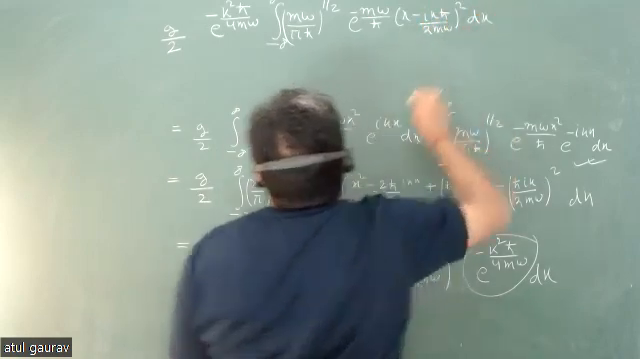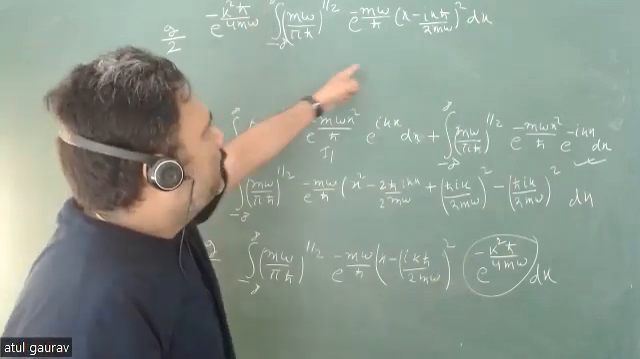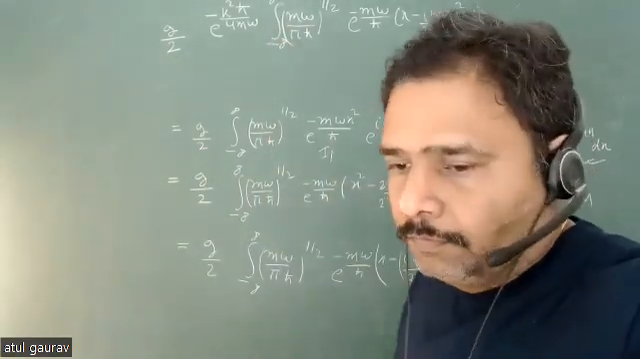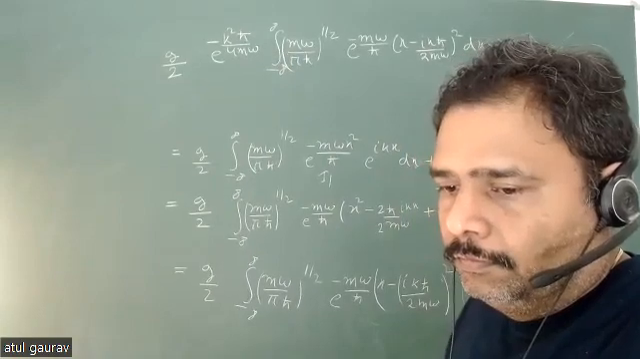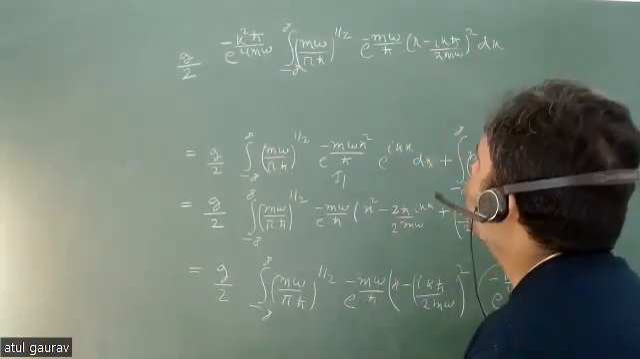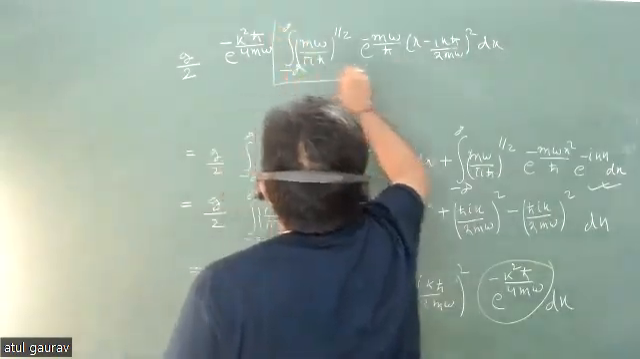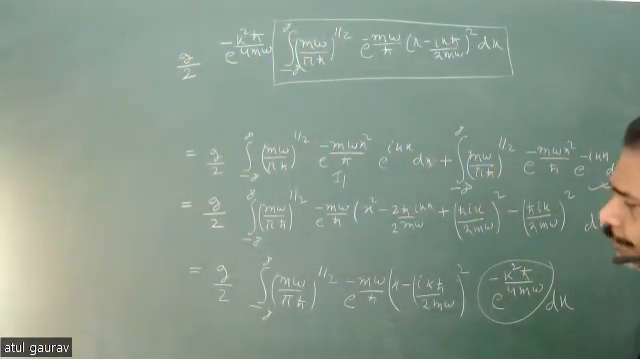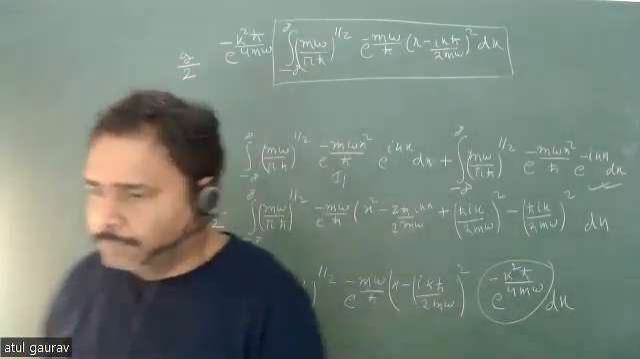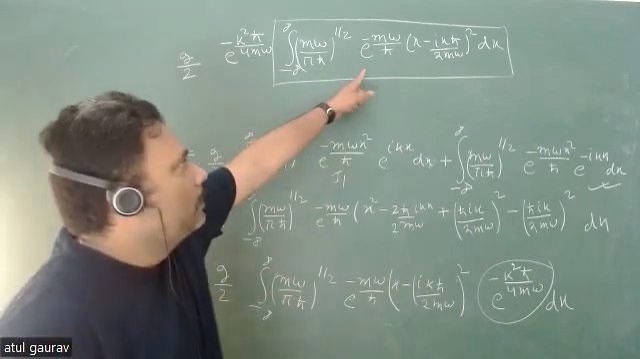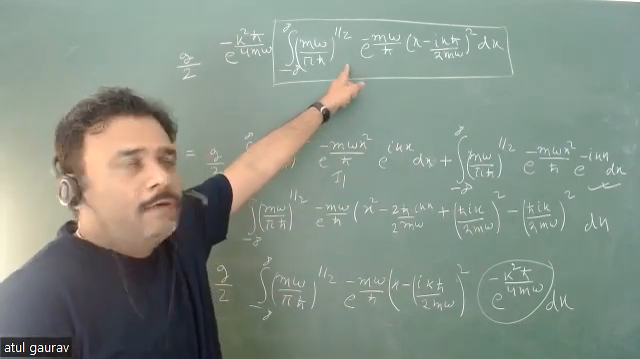Now can anybody tell me what is this integration without doing anything? क्या होगा इस इंटीग्रेशन की वैल्यू? बताओ सौरभ, क्या होगा? हम लोगों ने डिस्कस कर रखा है. What will happen to this integration? गॉसियन फंक्शन है. What will happen to this integration? So this value is 1, isn't it? ये वैल्यू क्या होगा? 1.